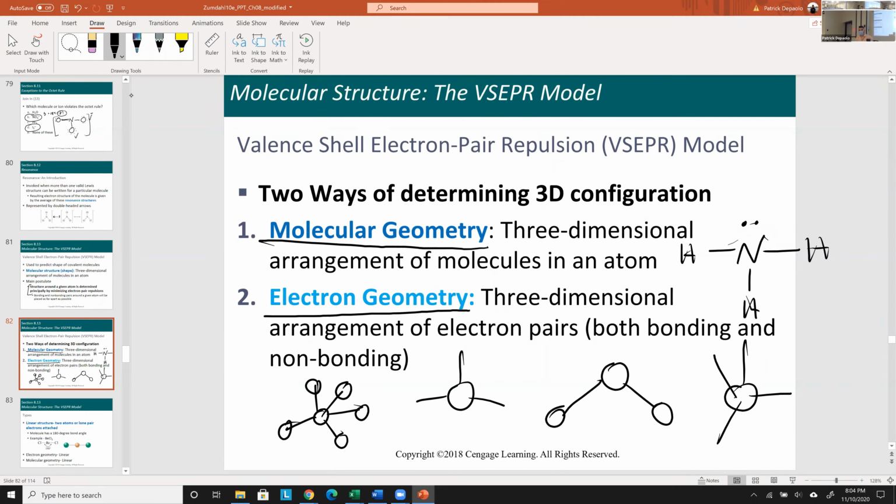Did you say 4? Oh, 4. So 4. Nitrogen, in this case, has 1 bond here, 2 bonds, 3 bonds, and a lone pair, which makes 4.